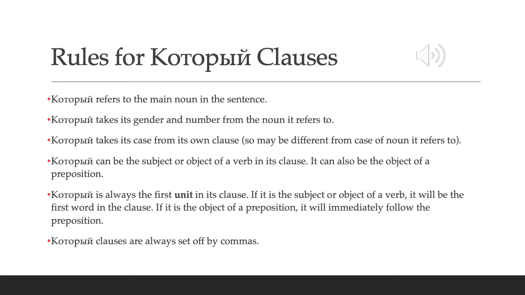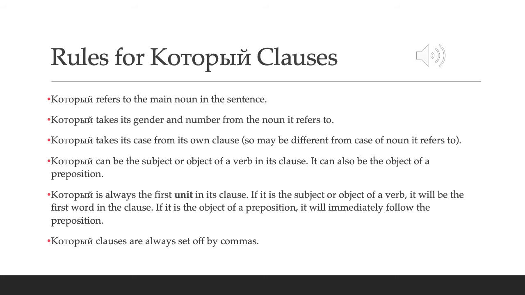So in the previous examples, that noun was student. Katori takes its gender and number from the noun it refers to. So again, looking back at those previous examples, student is masculine singular, so Katori was always masculine singular too. However, and this is where it gets tricky, Katori takes its case from its own clause, so that may be different from the case of the noun it refers to.